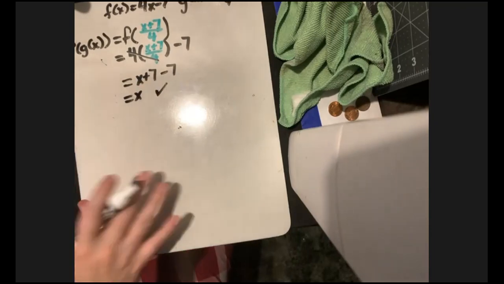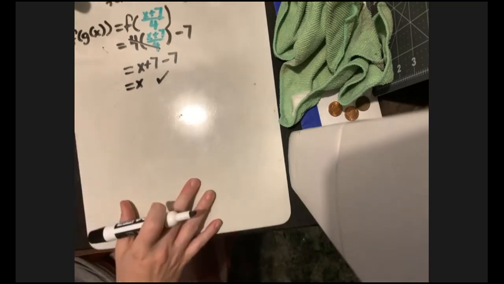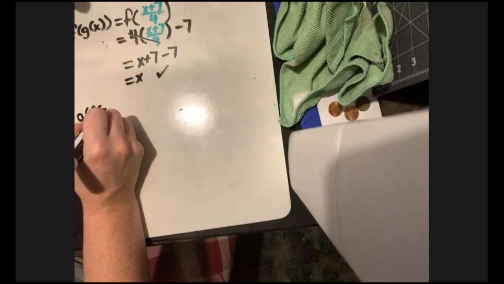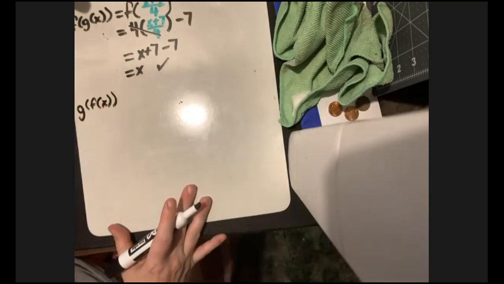This is what we want to have happen. Now, that does not mean they're inverses. It just says I get to keep going. Okay, so this is a good first date. We're going to see if we can keep going. So now I'm going to do g of f of x. So we're going to go the other direction.